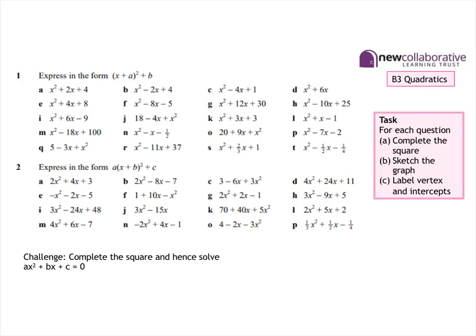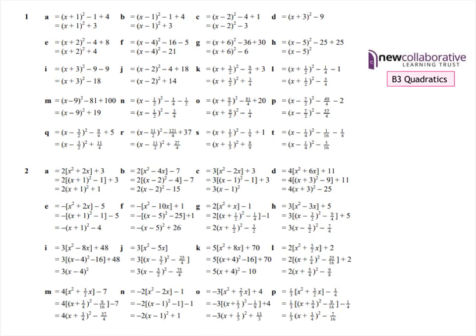So here's some practice questions. The first section, question 1, the coefficient of x squared in all of those equations is 1. So expressing each of those in the form x plus a squared plus b. And for question 2, the coefficient of x squared is not equal to 1. And there's an additional challenge at the end. So have a go at a good selection of those questions, and then when you're ready you can continue the video and the solutions will appear so you can check your understanding. And here's the solutions.